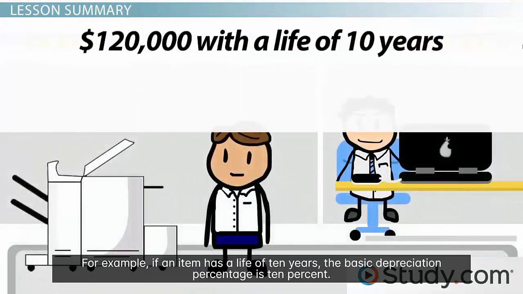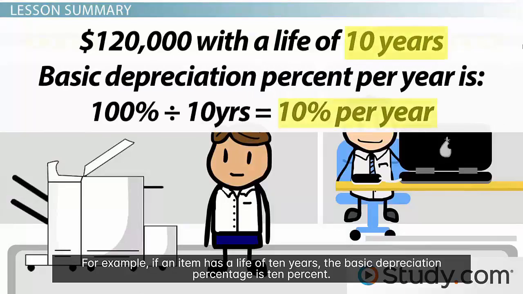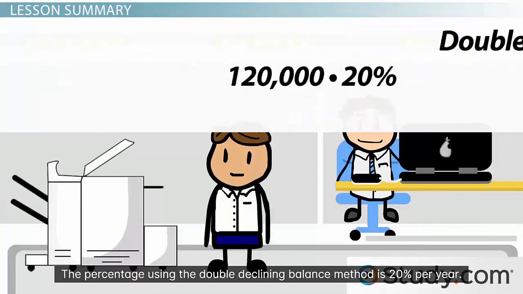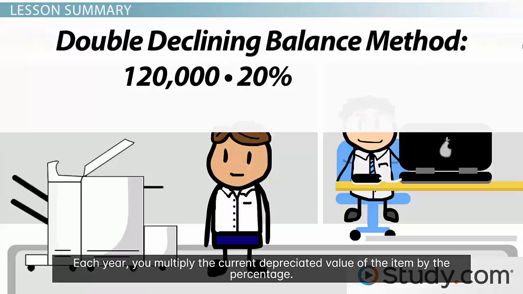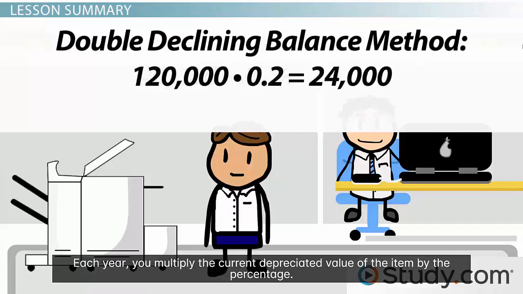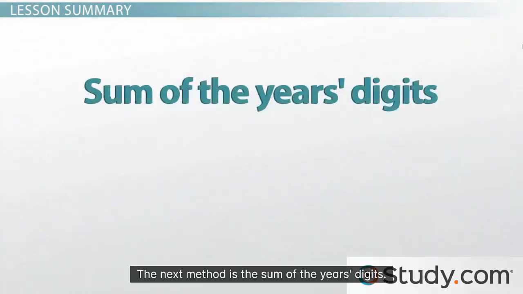For example, if an item has a life of 10 years, the basic depreciation percentage is 10%. The percentage using the double declining balance method is 20% per year. Each year you multiply the current depreciated value of the item by the percentage. The next method is the sum of the year's digits.